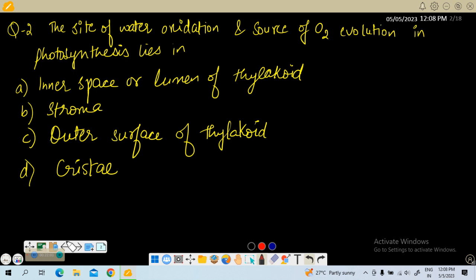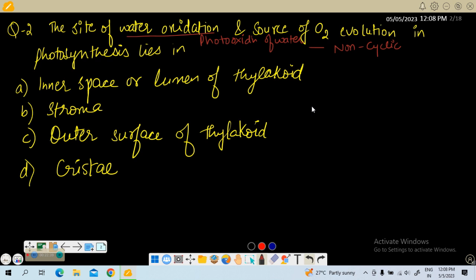The site of water oxidation and source of oxygen evolution in photosynthesis lies in: A, inner space or lumen of thylakoid, B, stroma, C, outer surface of thylakoid, D, cristae. So here they are talking about water oxidation, right? Water oxidation means they are talking about photooxidation of water. This is the first step in the non-cyclic electron transport pathway.